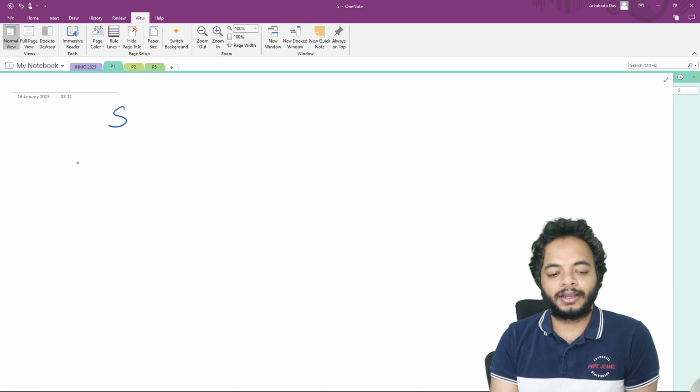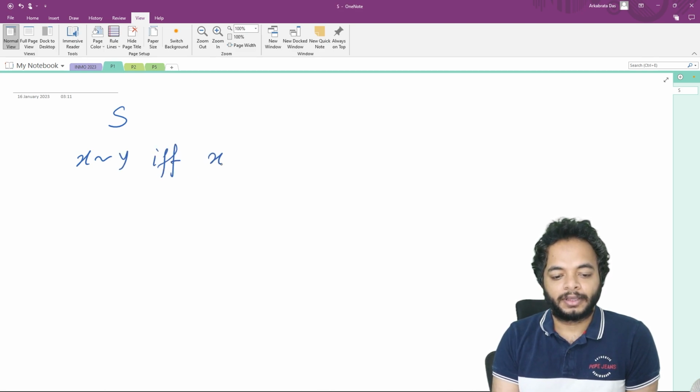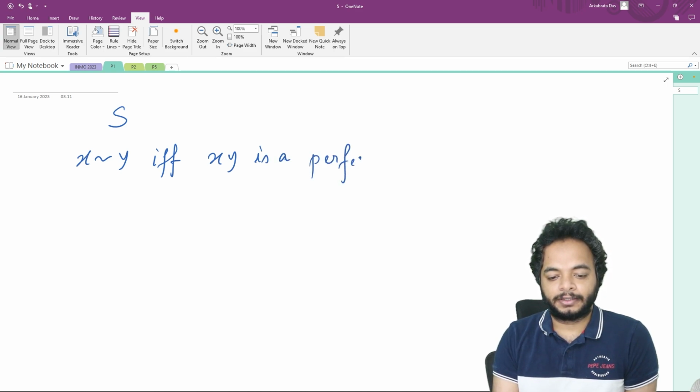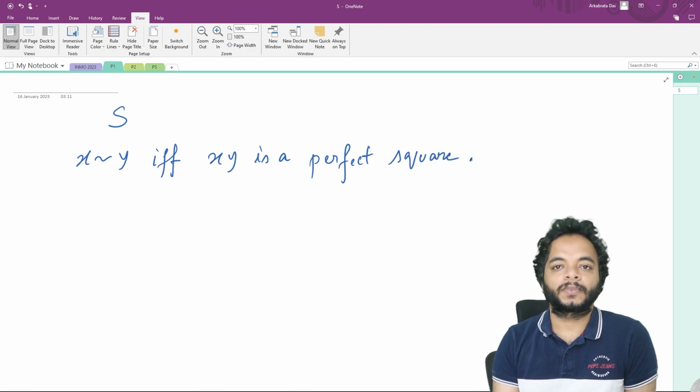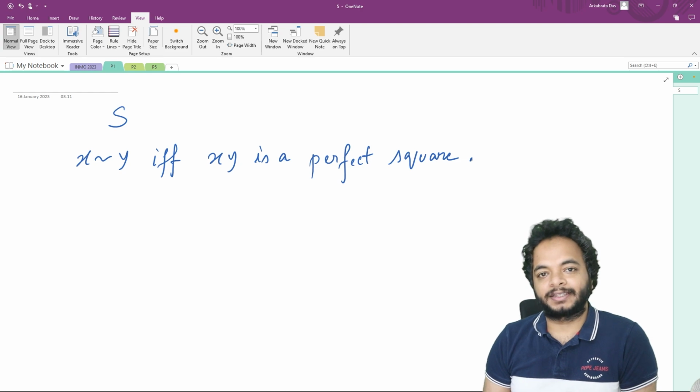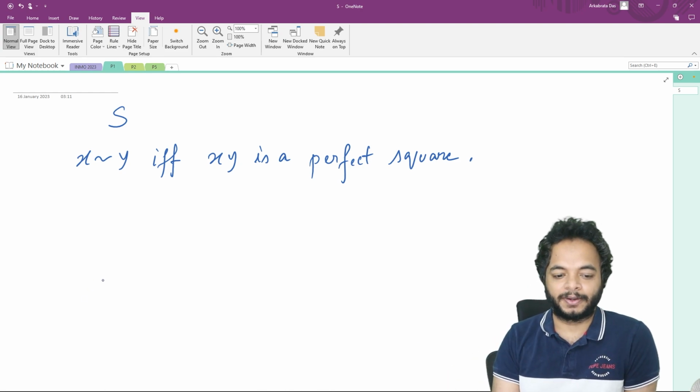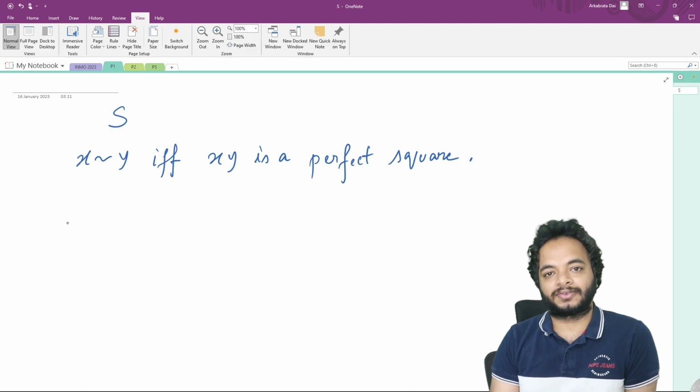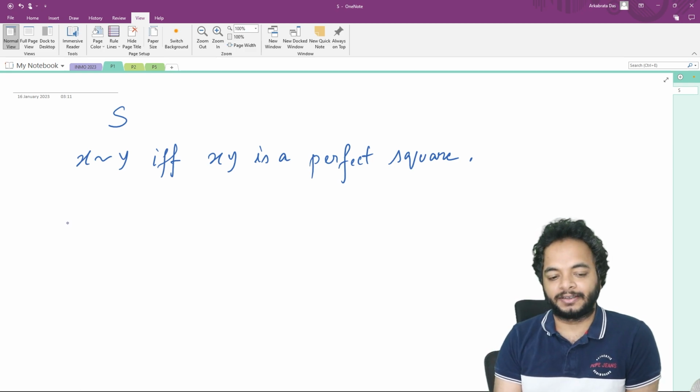I'll define it as follows: x is related to y if and only if xy is a perfect square. So if xy is a perfect square, x and y are related, and if x and y are related, that means xy is a perfect square. I'm claiming that this relation is an equivalence relation, which means it is transitive, symmetric and reflexive.